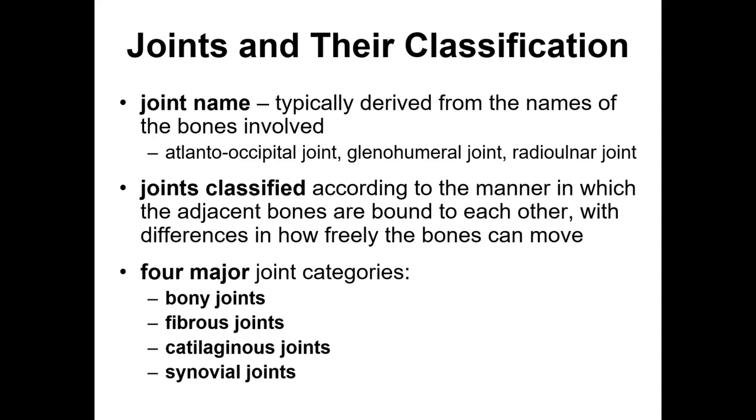They are classified according to the manner in which the adjacent bones are bound to each other and the differences in how freely the bones can move. So you have different kinds of joints in your body. Depending on how they are connected and the amount of movement will dictate how they are classified. There are four major categories: bony joints, fibrous, cartilaginous, and synovial.